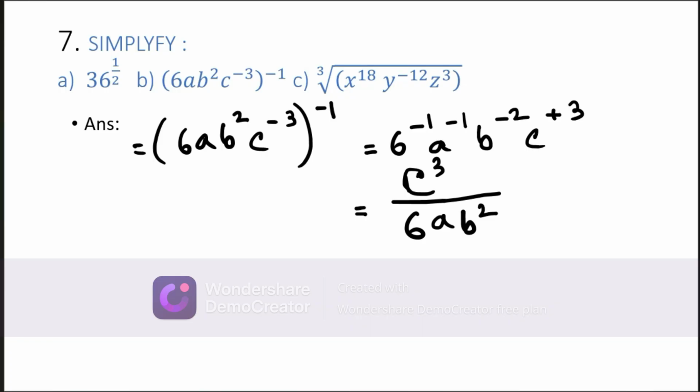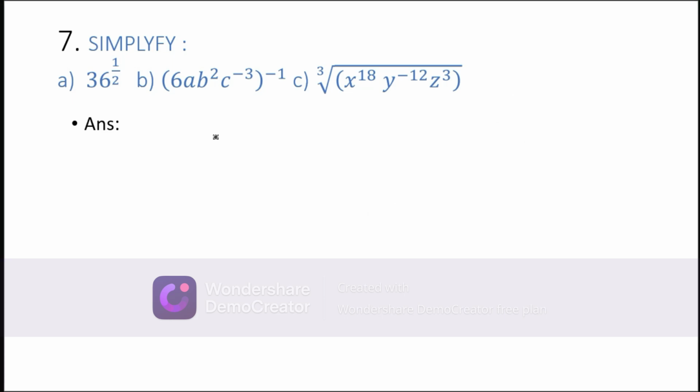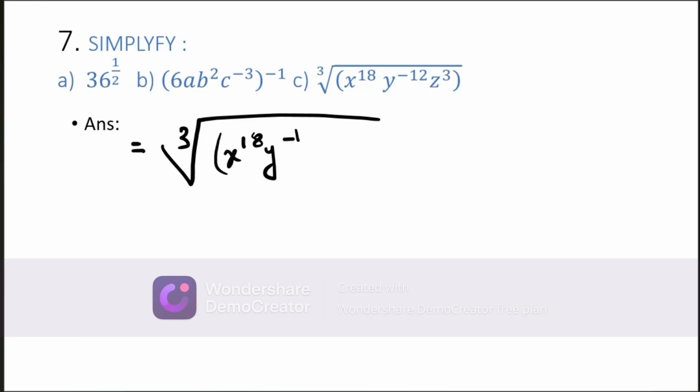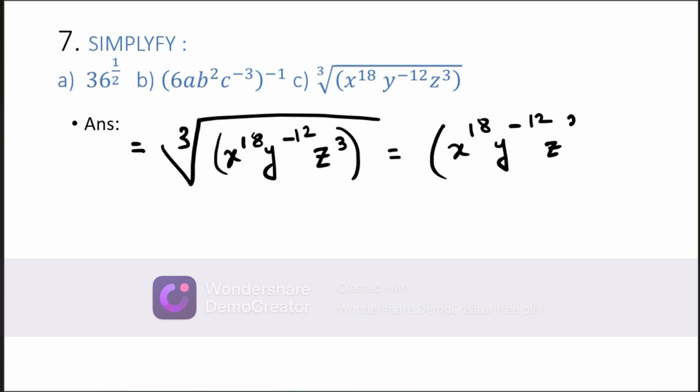Okay, now go to the last problem. The last problem is cube root. This is cube root of x to the power 18, y to the power minus 12 and z to the power 3. So first I write it: x to the power 18 into y to the power minus 12 into z to the power 3, whole to the power 1 by 3. So cube root means 1 by 3.